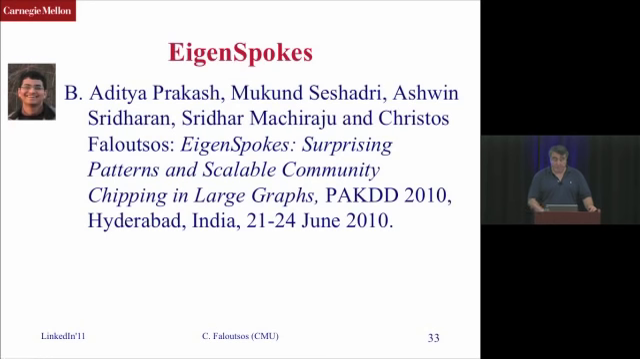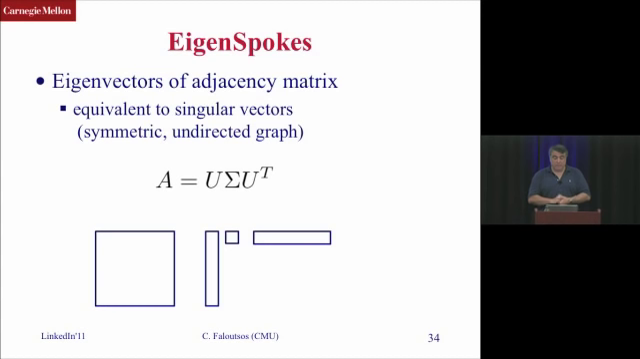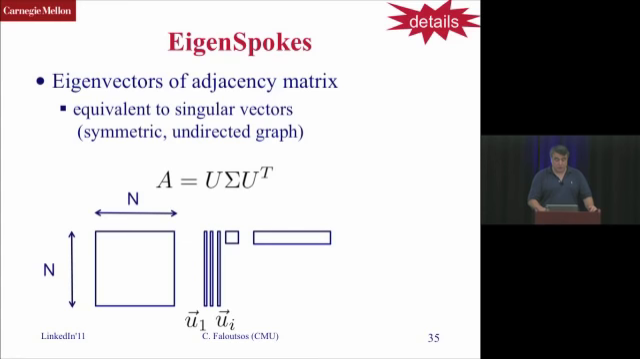Let's present the pattern of eigenspokes. This is joint work with Aditya Prakash and colleagues from Sprint. The problem is how to find patterns in a who-calls-whom network. We have an adjacency matrix, 1 million people calling 1 million people. How does this look? And we use the eigenvalue decomposition again.